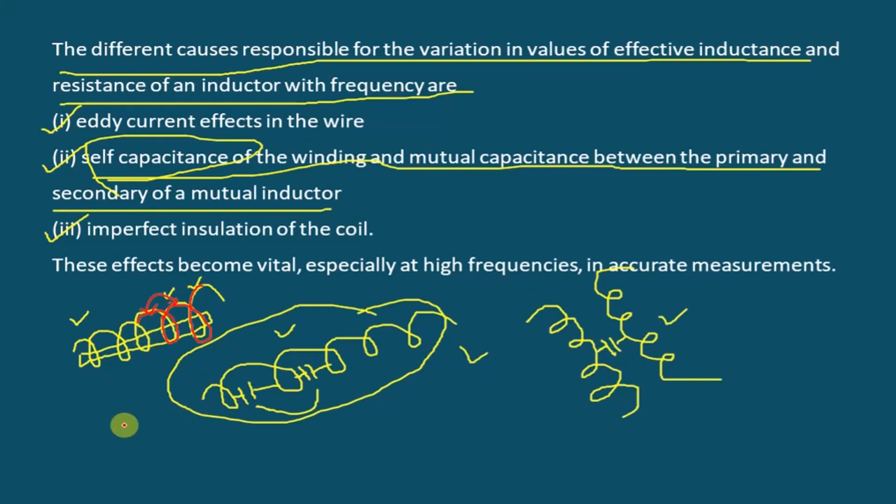The insulation is not correct, so there will be some short circuit between these two coils. So the value will be different for this inductor. So let's go to the capacitance part.